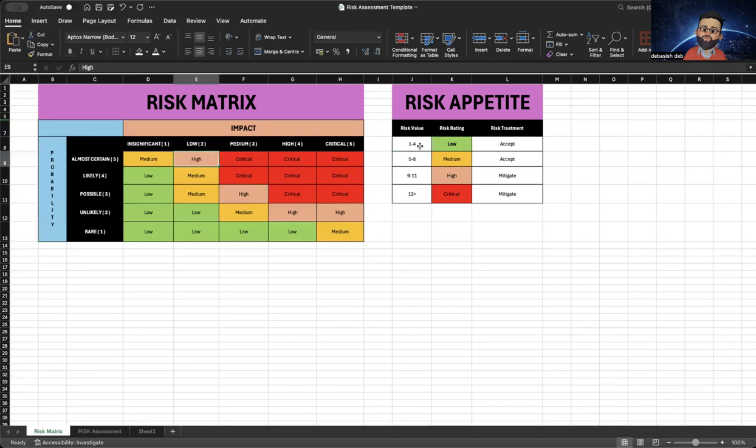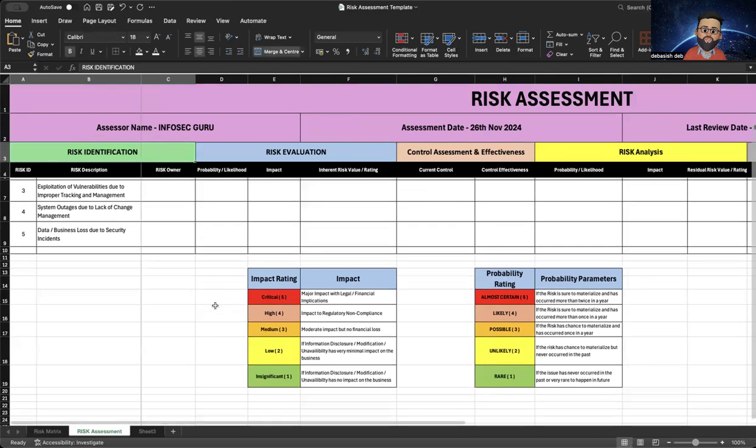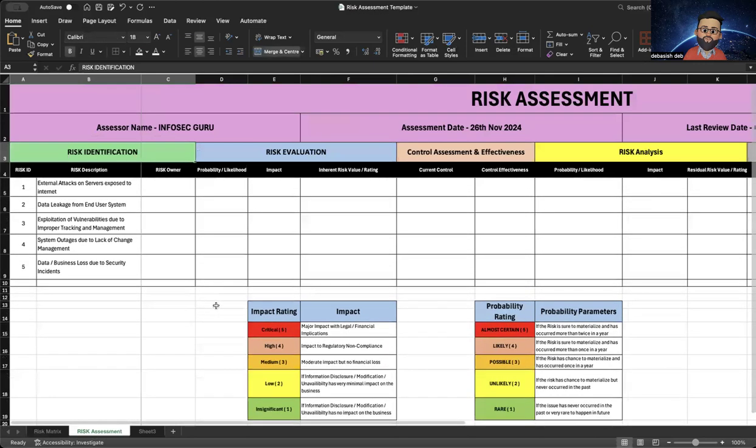Okay, so 1 to 4 would be low and the risk treatment would be accept. 5 to 8 would be medium and again the risk treatment would be accept. 9 to 11 would be high, where we'll mitigate it, and any 12 plus would be critical, where we'll mitigate it. So let's start the assessment now.